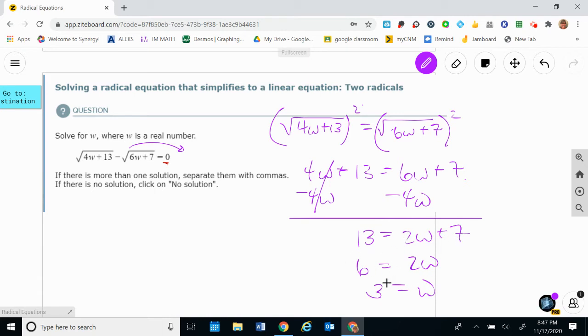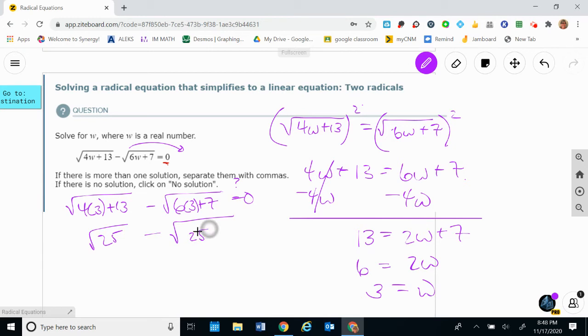Okay, hopefully I did all the work right. I subtracted 7. I got 2w equals 6, w equals 3. Then you plug it back in. So 4 times 3 plus 13 minus the square root of 6 times 3 plus 7. Is that equal to 0? So 12 plus 13 is 25. Square root of 25 minus square root of 18 plus 5 is 25. Is that equal to 0? Check. Okay, so it does work out. So therefore, this is your solution.